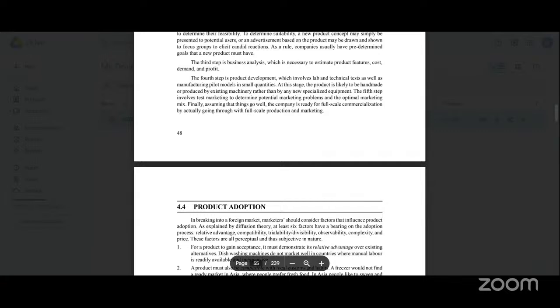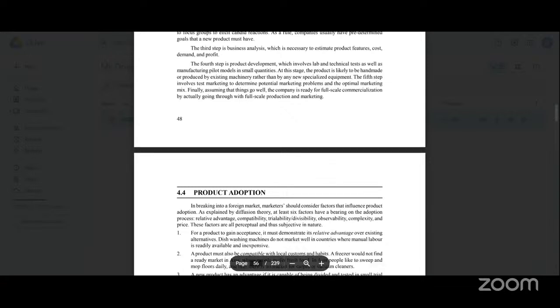So the third step is business analysis. So, understanding and estimation of the product features, cost, demand, and profit. The fourth step is the actual product development. It involves lab and technical tests and manufacturing some pilot models in small quantities in a trial version. And at this stage, the product is more or less handmade because it does not make sense to invest in large scale machinery or any specialized machinery for that matter.